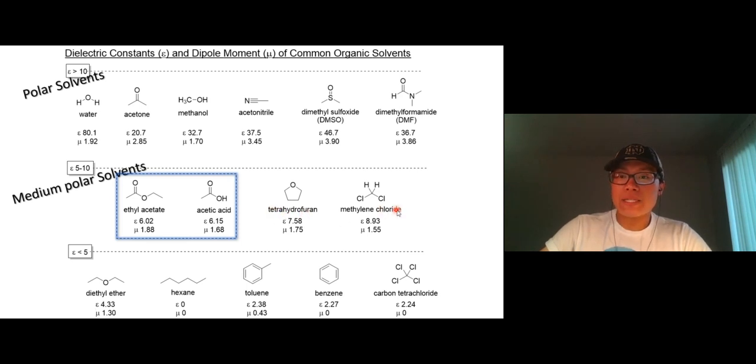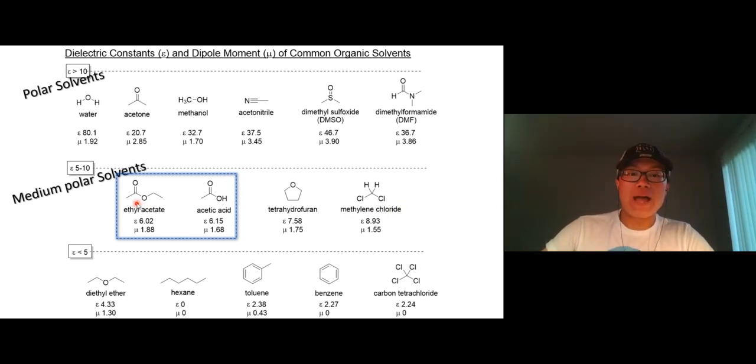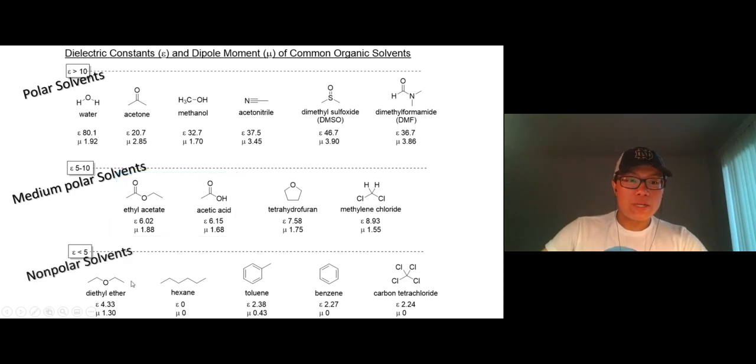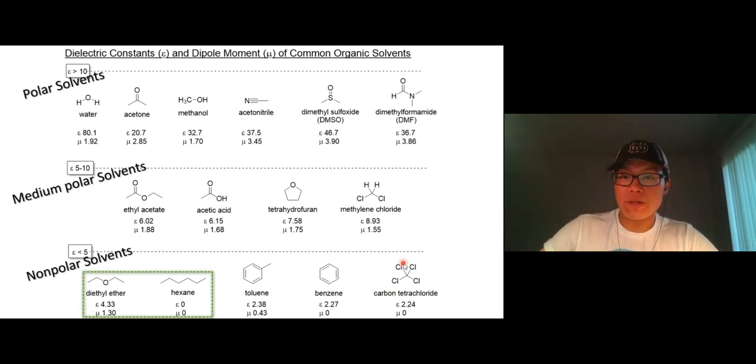All right, and methylene chloride maybe sometimes in this course, but not a lot. But you're going to see a lot more of ethyl acetate and acetic acid. Down here, if you look at the dielectric constant, it's really, really low, hexane 0 right there. This group right here is the non-polar solvents. So diethyl ether, hexane, those are the main ones. You might see toluene, benzene sometimes, and carbon tetrachloride. Tetra means 4, so there are 4 chlorines on the carbon in the middle.